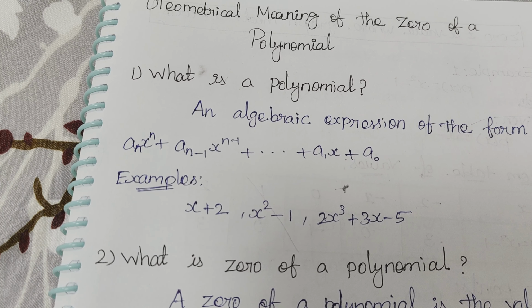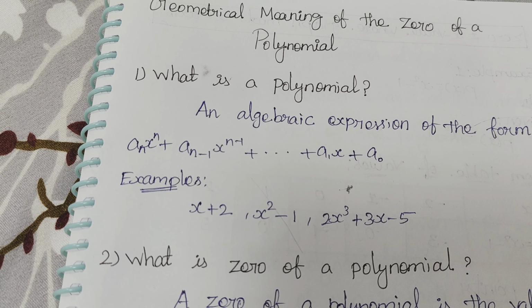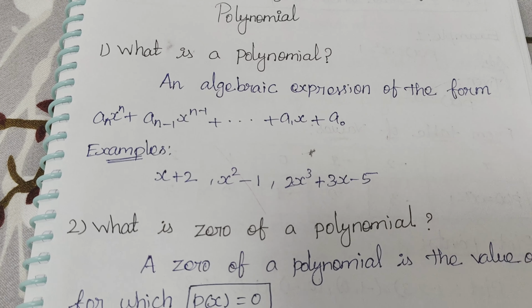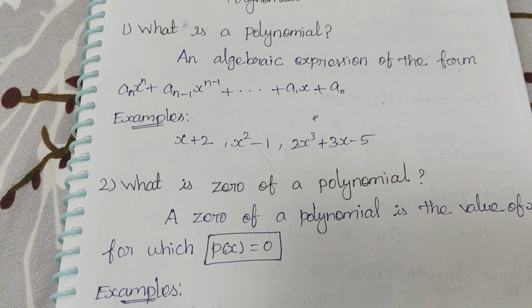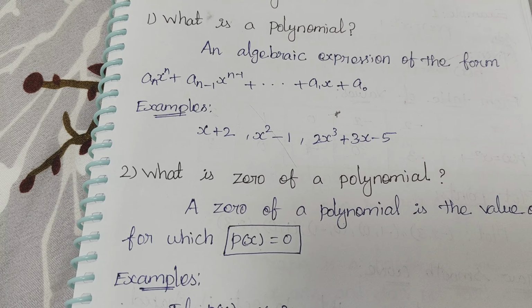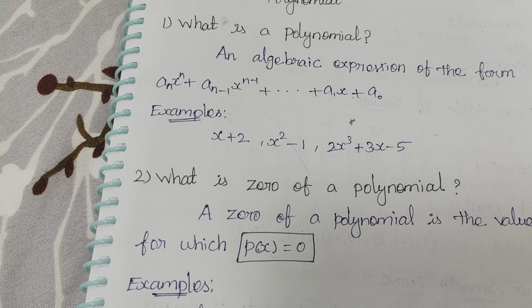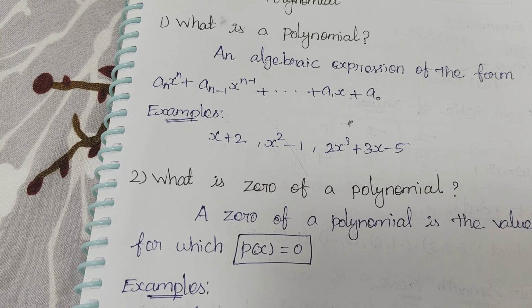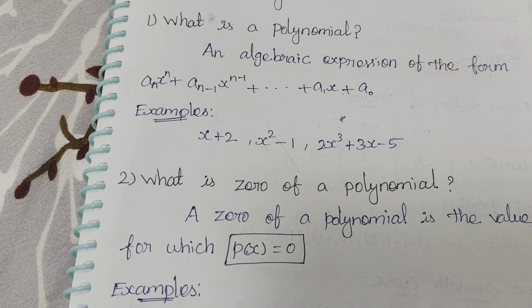Now in part 2, we are going to understand something interesting. First, what is the geometric meaning of the zero of a polynomial? Let's understand this step by step in an easy way.